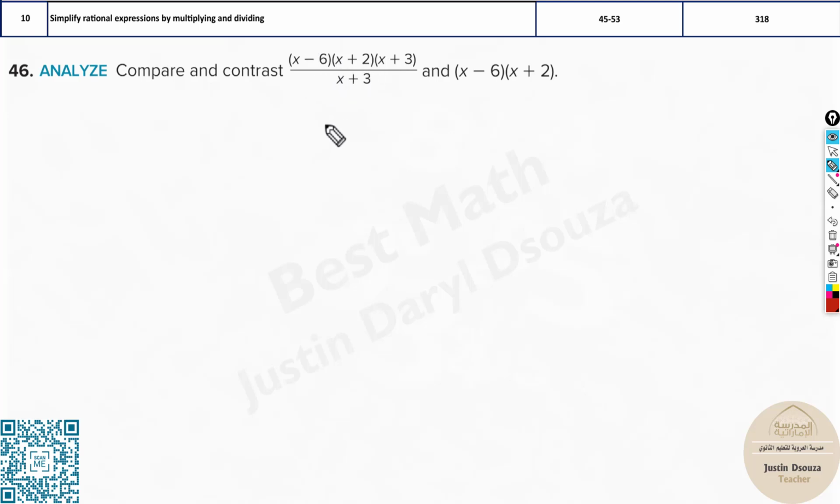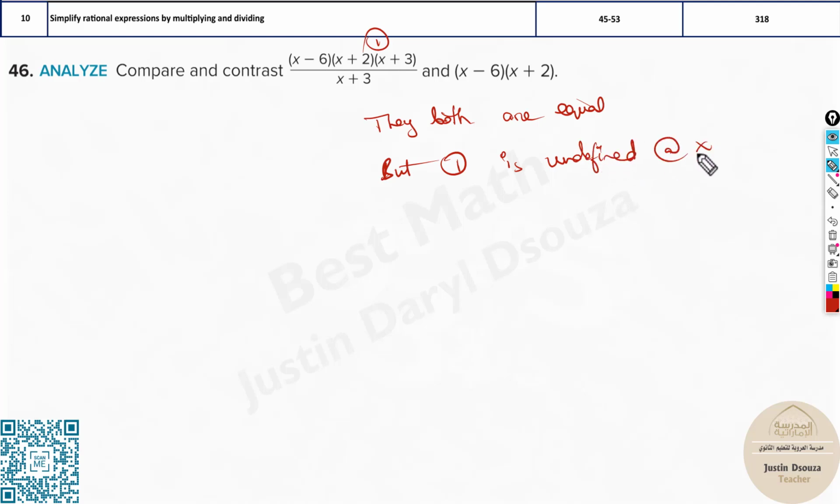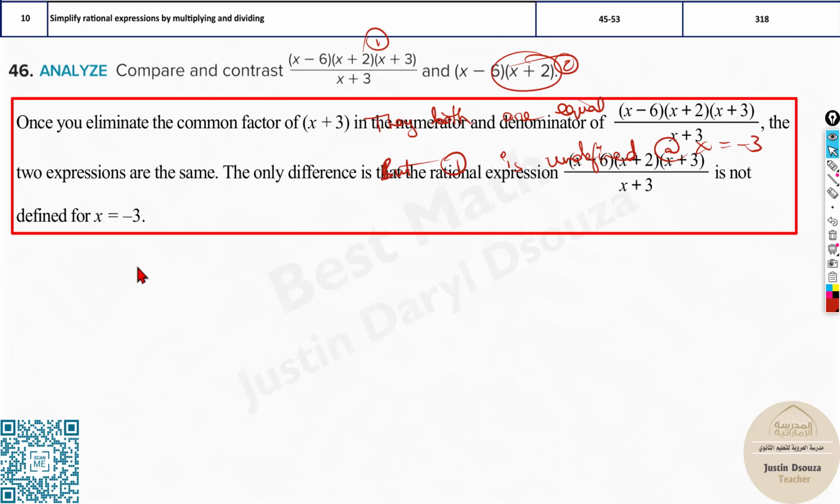So they both are equal, they both are the same. But the first one is undefined at x equals negative 3. The second is possible at all real numbers, because there's no denominator at all. The difference is just that this is undefined at x equal to minus 3. If you simplify, both are the same, but even if you simplify, the original expression contained an undefined value, so that will remain.